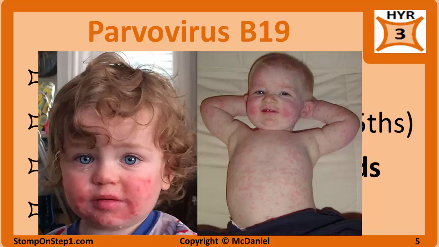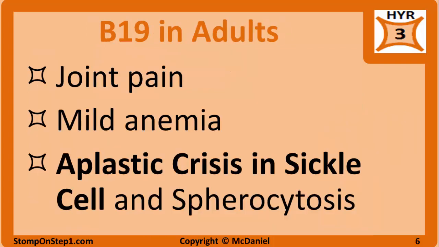You can see his rash has spread to his arms and trunk. Adults do not get Fifth's disease, but they can present with joint pain, often with a history of exposure to a child with Fifth's disease. Healthy adults may also have a mild temporary anemia due to parvovirus, but this is usually subclinical because healthy individuals have a reserve of red blood cells.